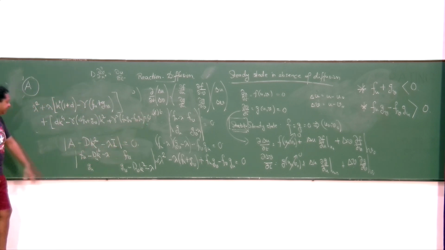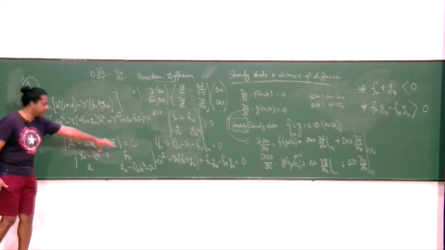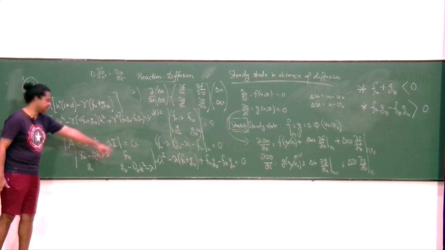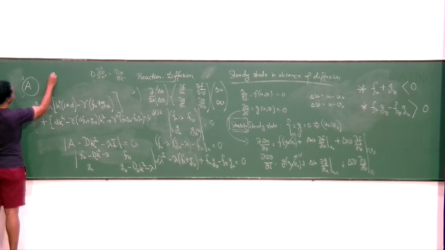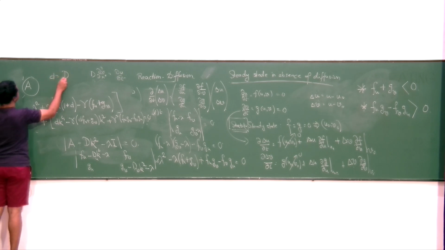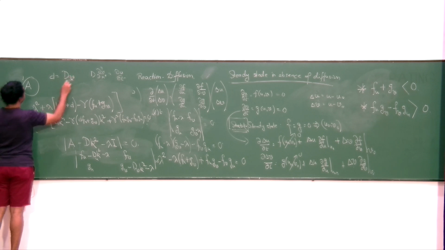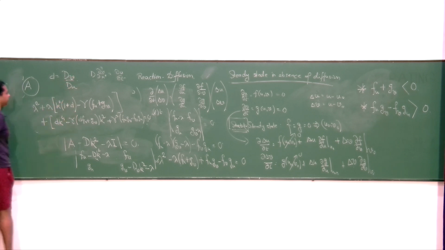If you write this out and rearrange terms, you'll get a new quadratic equation, which looks a little worse than the quadratic equation we had over there, but it's essentially the same thing. And the small d here is nothing but the ratio of my diffusion coefficients, so it is Dv by Du.